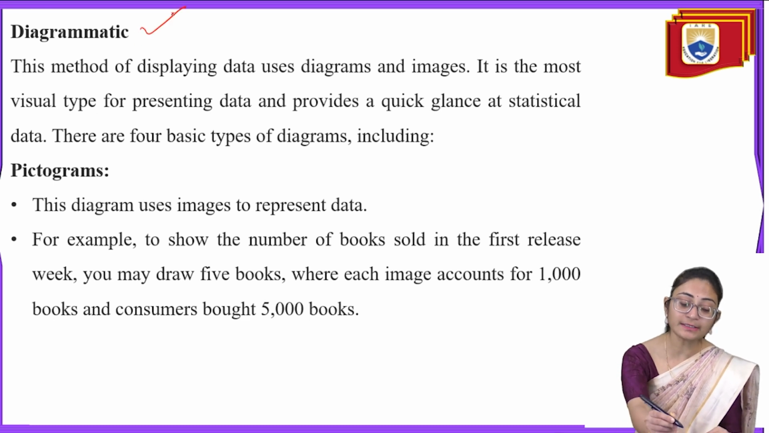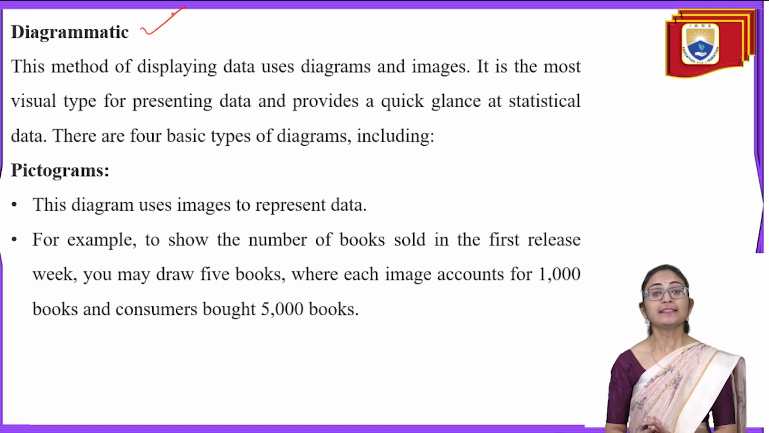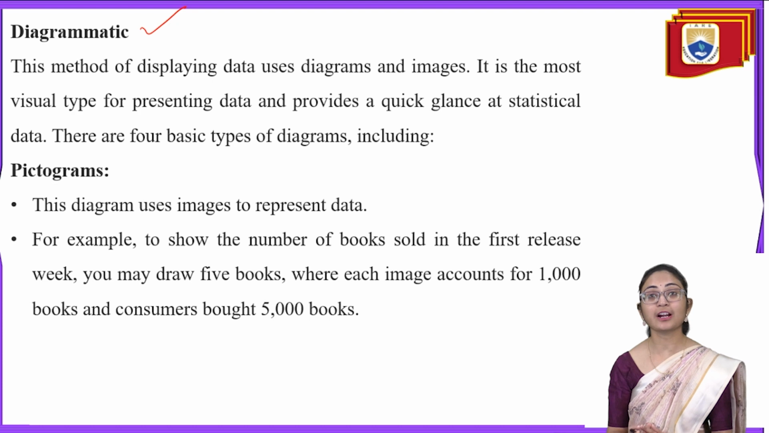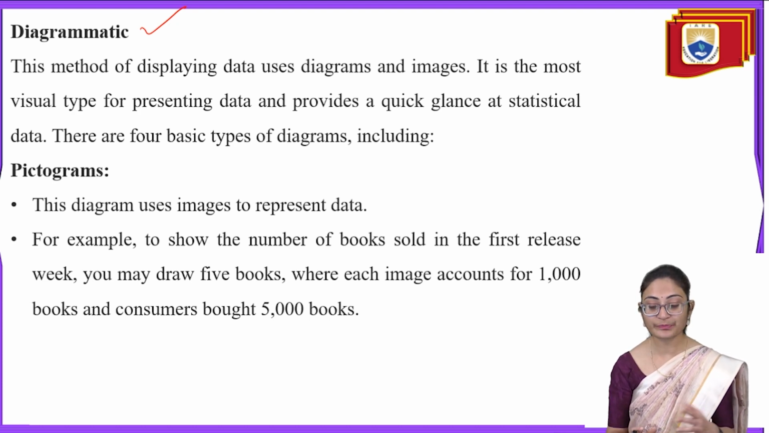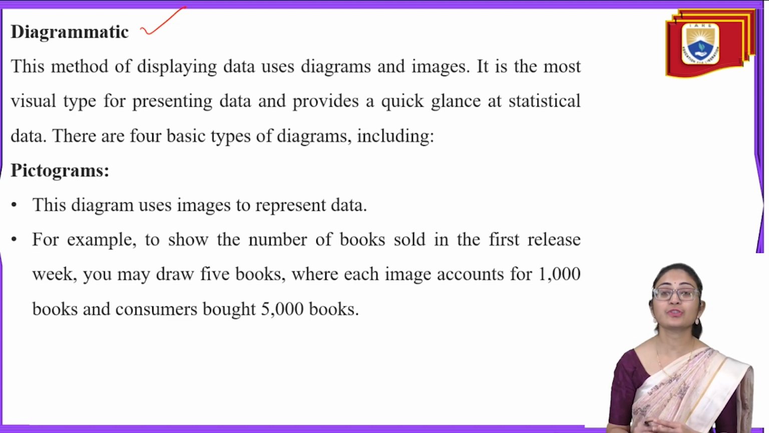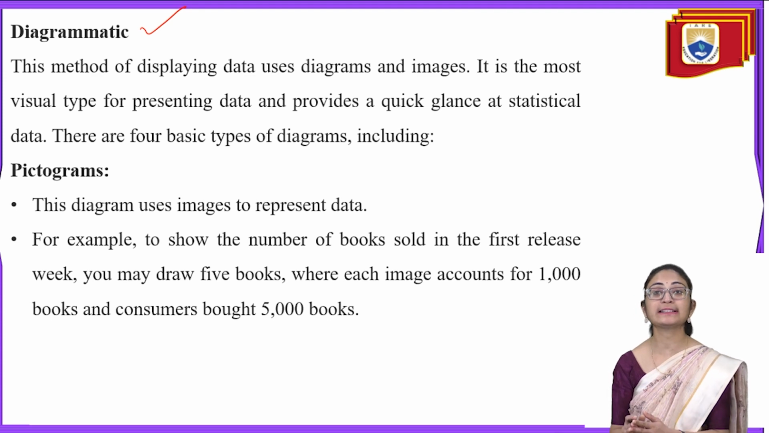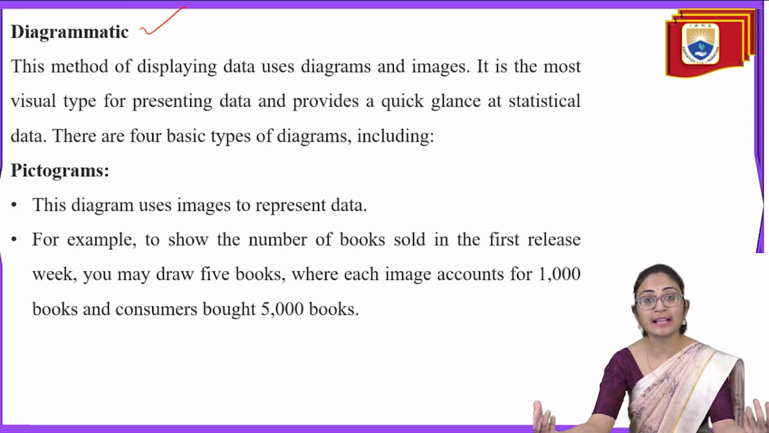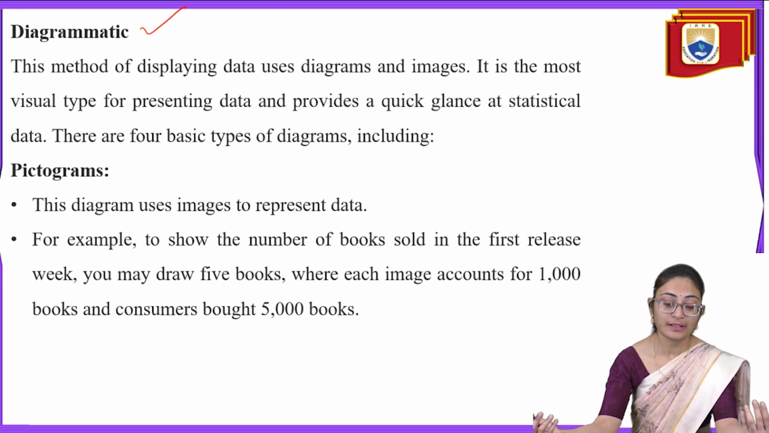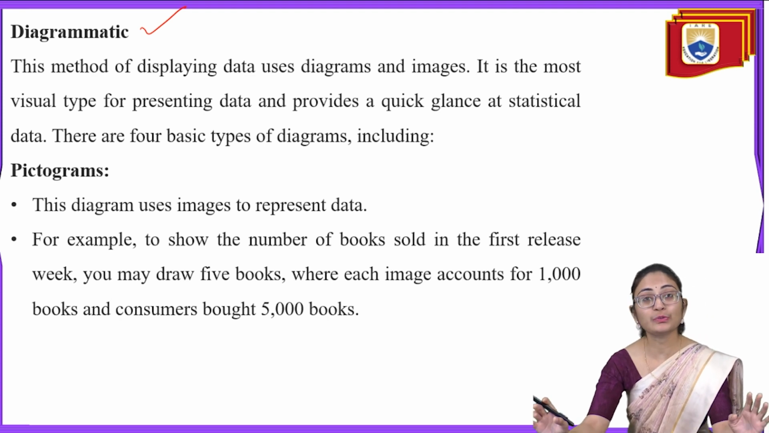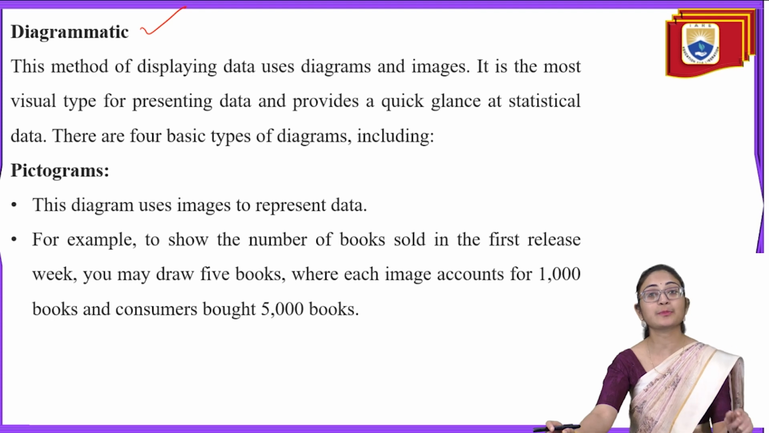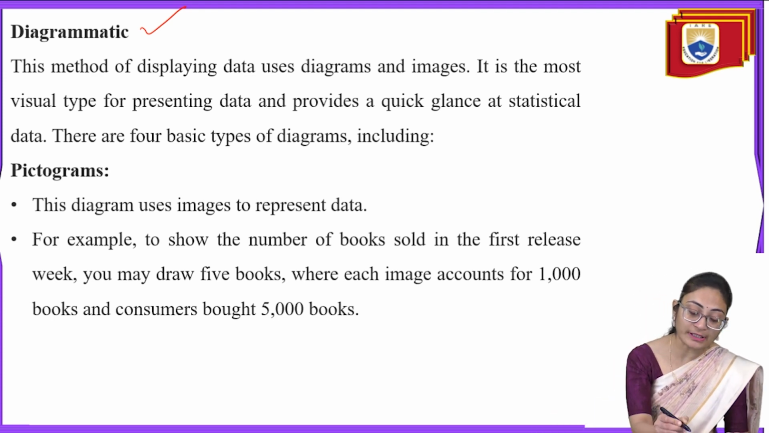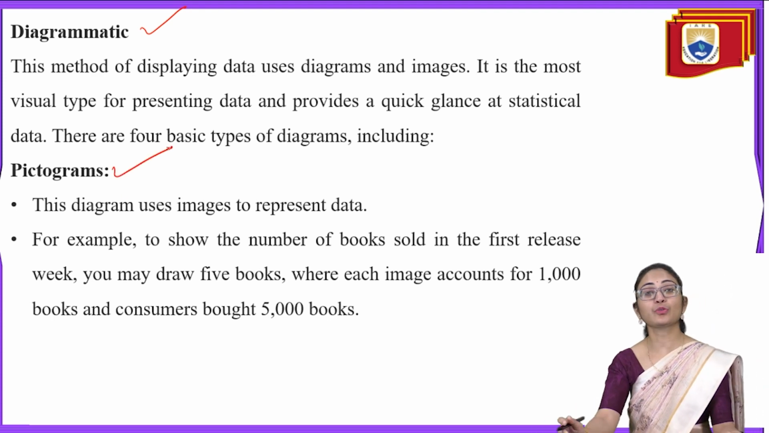Now the next one is the diagrammatic. This method of displaying the data uses diagrams and images. It is the most visual type for presenting the data and provides a quick glance at statistical data. So there are 4 basic types of diagrams. That means if you are using diagrammatic, you can show the data in the form of diagrams and images. The first one is pictograms.